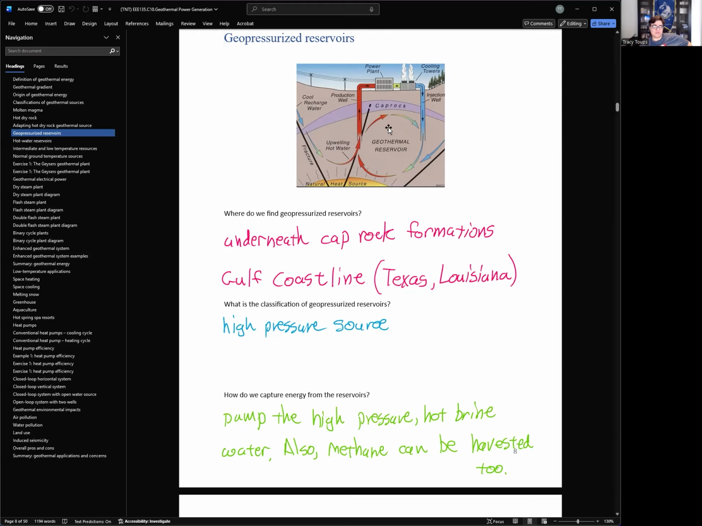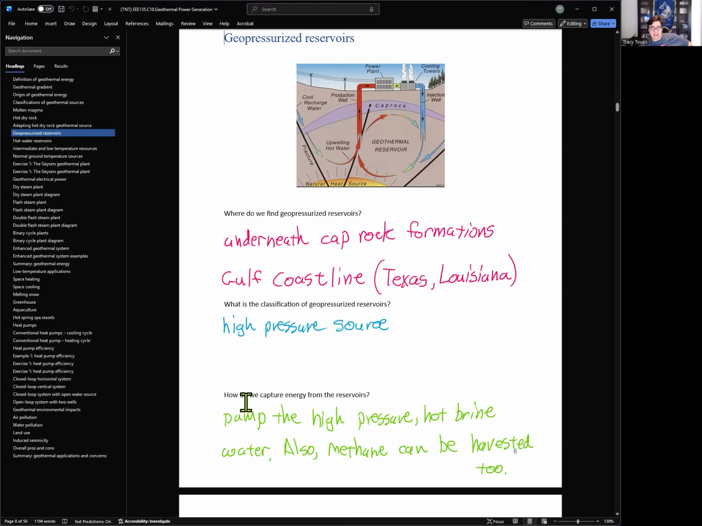Okay. How do we classify geopressurized reservoirs? This is a high pressure source because there's nowhere for the fluid or any of the heat to go because the cap rock blocks it. So it's going to build up pressure, it's going to build up heat. So this is definitely above 150 degrees Celsius. Okay. And there's going to be a heat source below here that's going to continuously add more heat into this pocket. And it's just going to go on forever.